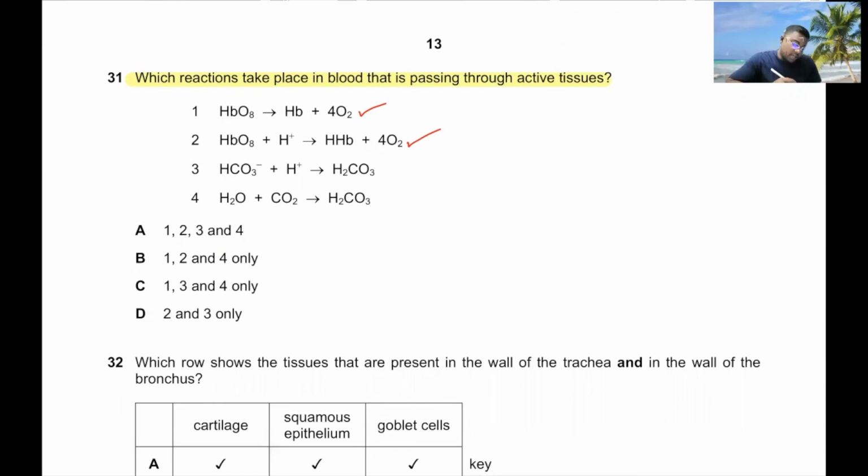Hydrogen carbonate plus H+ ion produces H2CO3. This reaction is a reverse reaction. The reverse reaction occurs in the active tissues. So number 3 is wrong. If number 3 is wrong, B will be the correct answer.